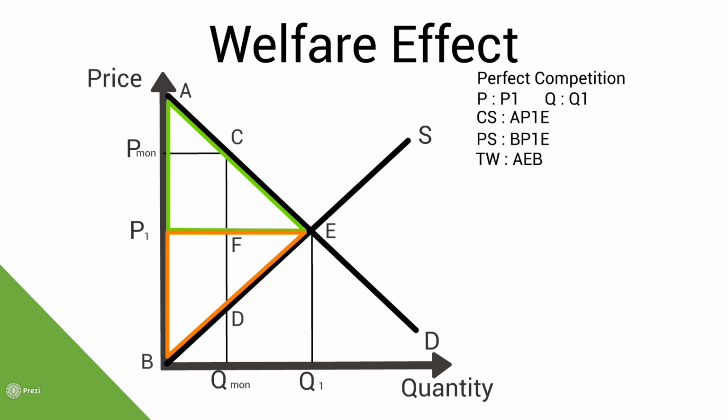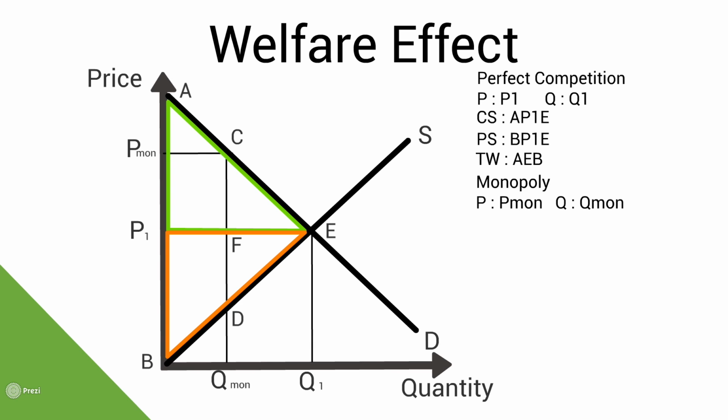So now let's move on to what the welfare effects are when we have a monopoly operating in this market with the same cost as all the firms that would be operating in perfect competition. We know that our monopoly will want to restrict output or raise the price, as this is more profitable. So the firm restricts output from Q1 to Qmon, which leads to a price of Pmon in the market.